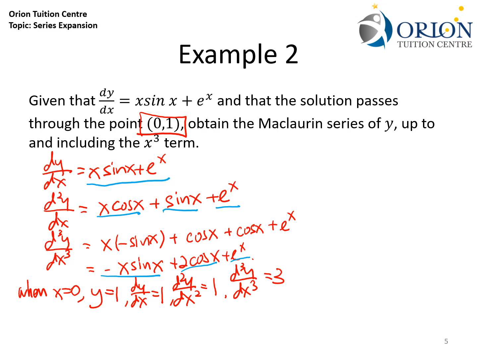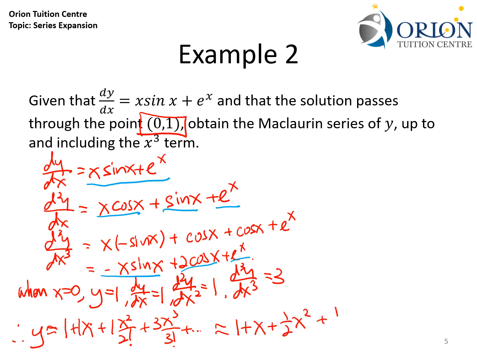With this, I can say that y can be approximated by 1 plus 1x plus 1x squared over 2 factorial plus 3x cubed over 3 factorial, and so on, which we can simplify into 1 plus x plus half x squared plus half x cubed. And this is the Maclaurin series of some given function where we do not know what the function definition is, but we know its first derivative.